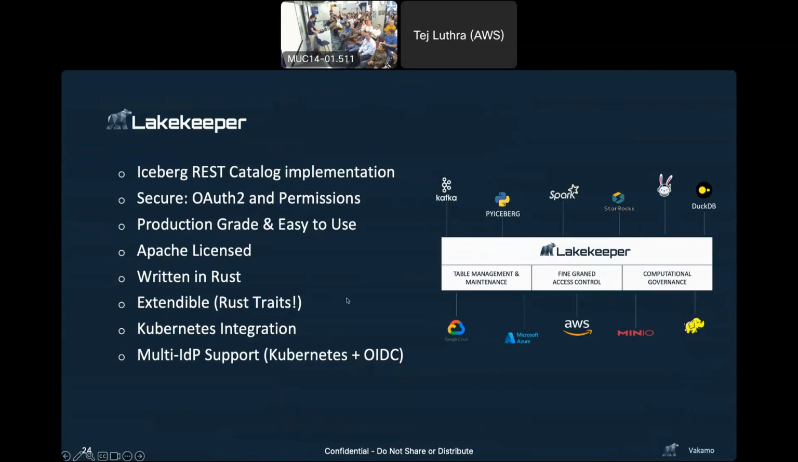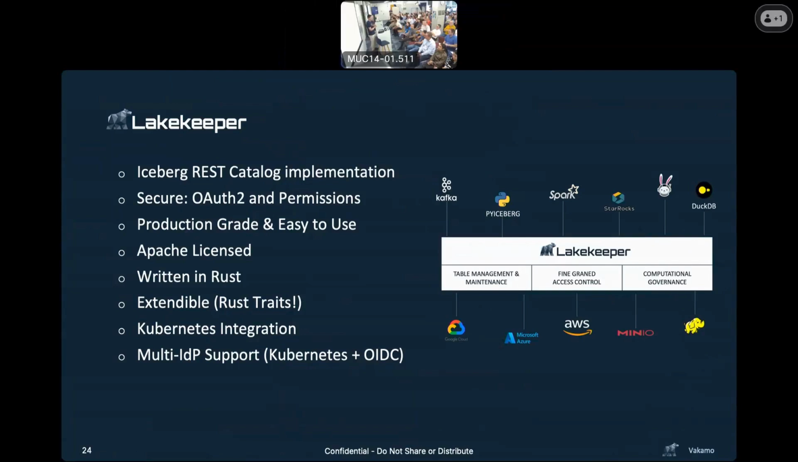And it's extendable, I mean, it's Rust. We have a lot of Rust traits that you can use. Because it's Rust, it's a small binary. It's like 70 megabytes. We have it in a Google distroless Docker image, with nothing installed at all, not even a shell, and it still runs. So it's super secure, it's minimal. We have a very good Kubernetes integration for those of you who need this, including multi-IDP support. So in addition to your regular IDP that supports OIDC or OAuth, you can also have Kubernetes workloads authenticate natively against Lakekeeper.